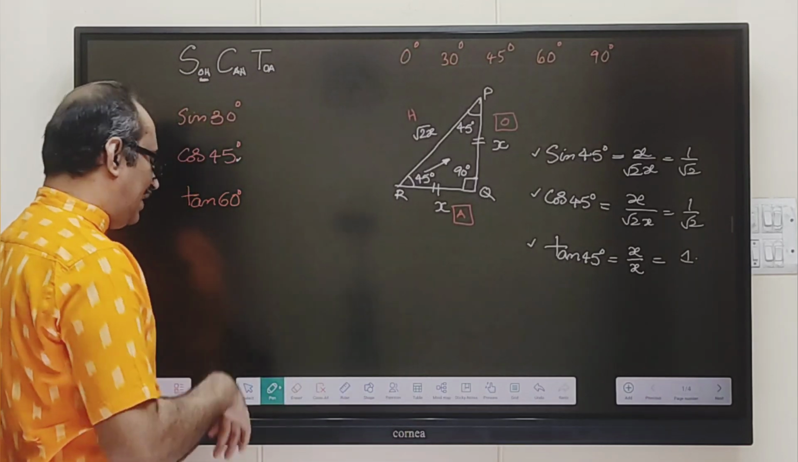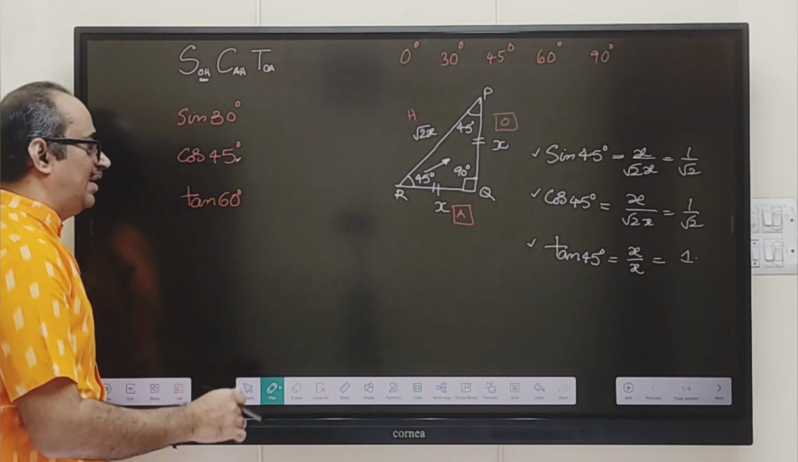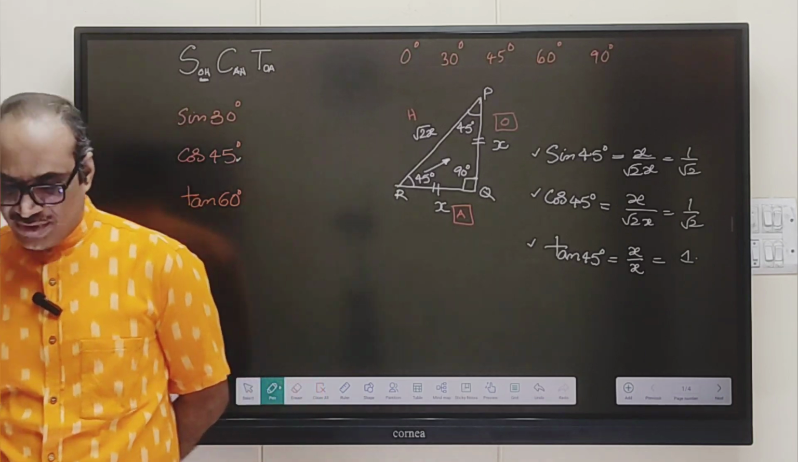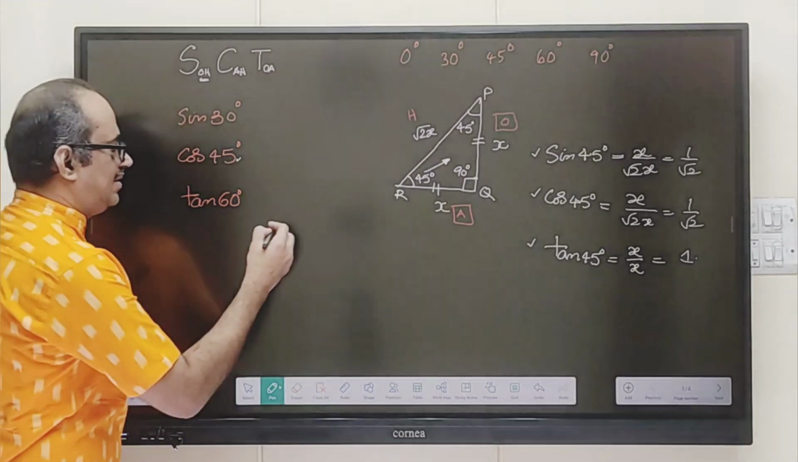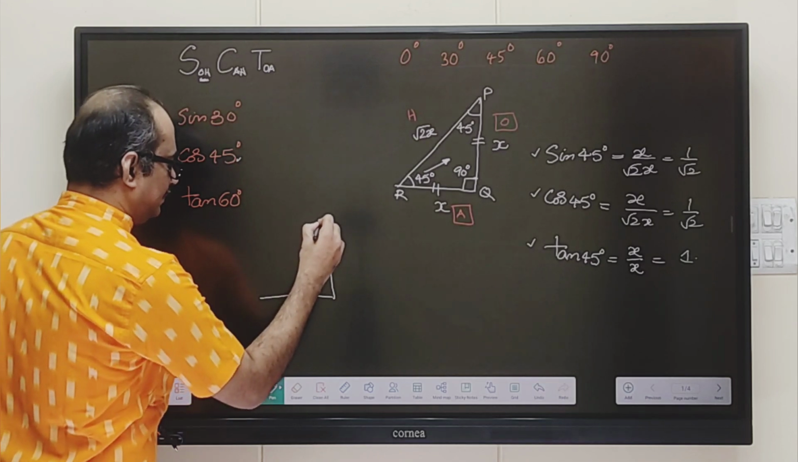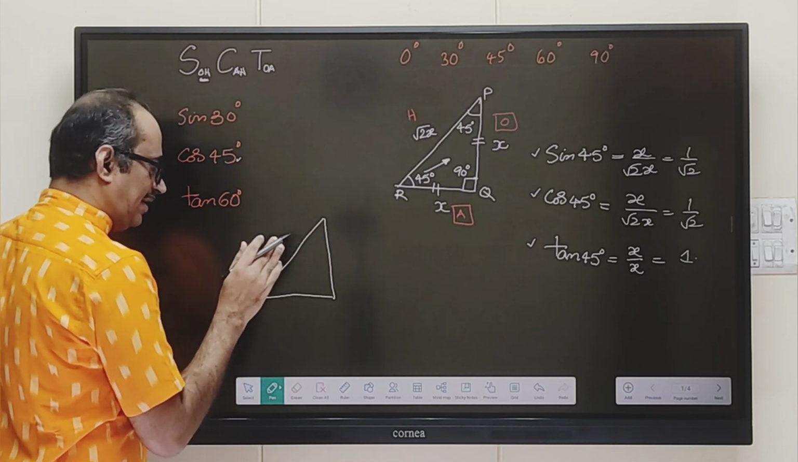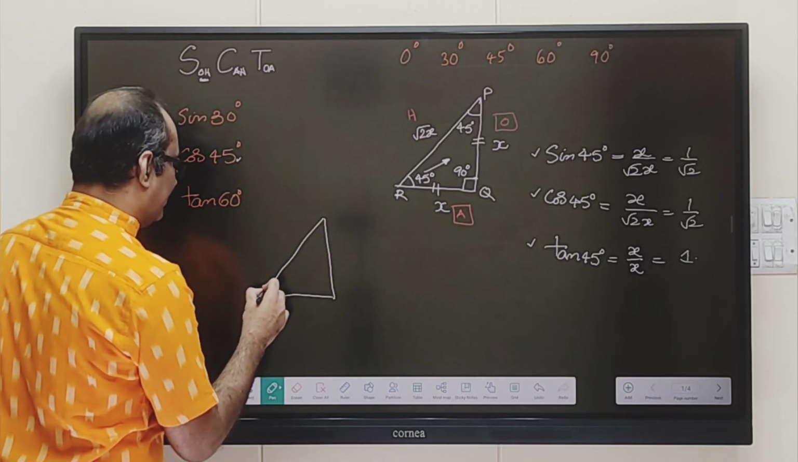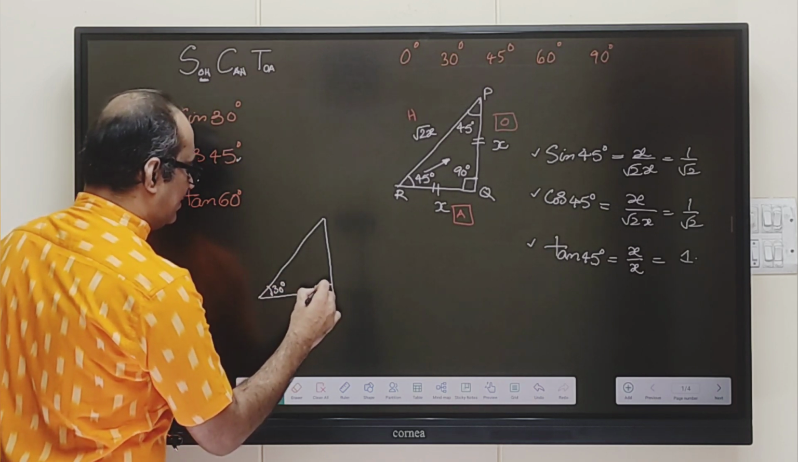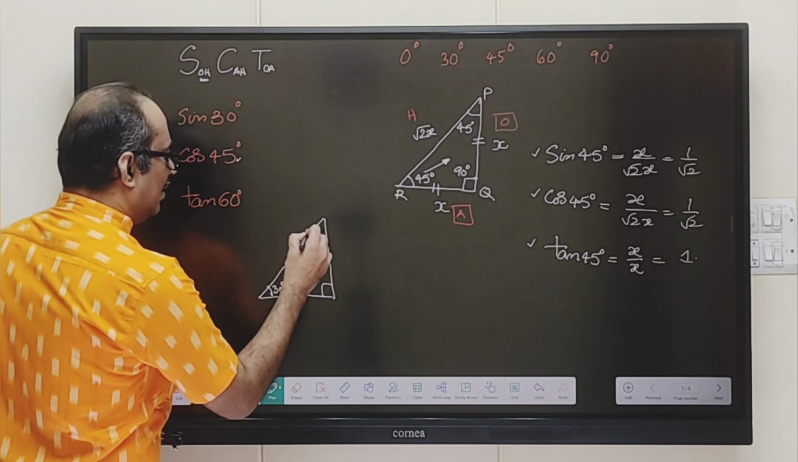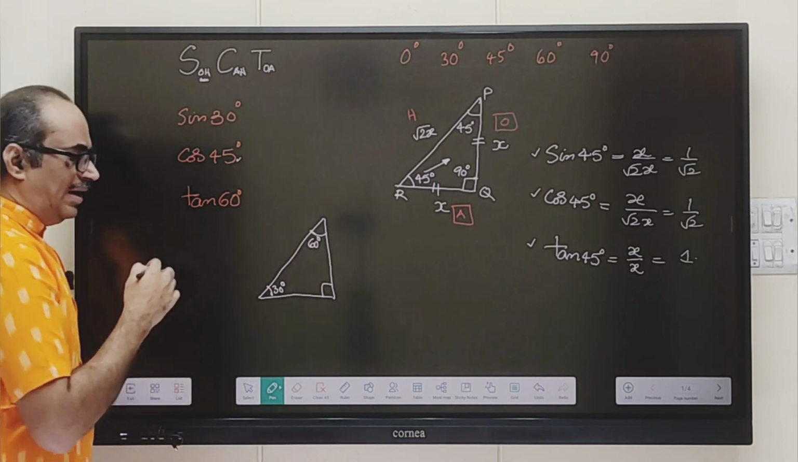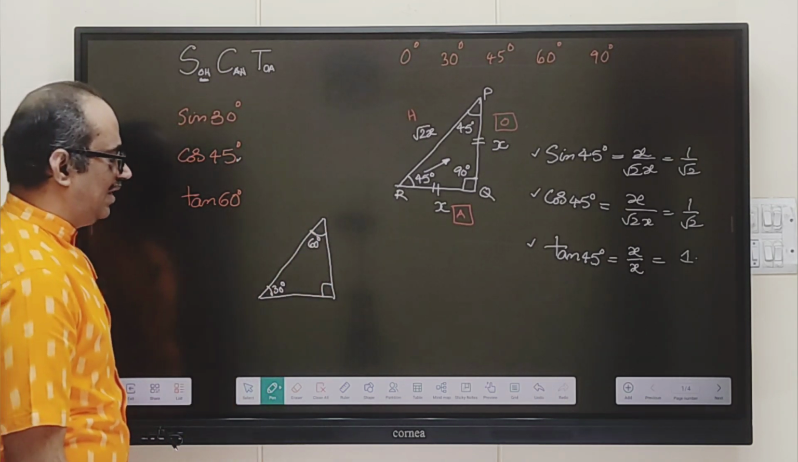Okay, now let's go to the next one, which is interesting. We are interested in 30 degrees and 60 degrees. So let us take a right angle triangle. The triangle exactly may not come properly, but you just imagine that. Let us say this is 30 degrees and this is 90 degrees we have taken. So then this angle should be 60 degrees. Then only we have the angle sum property adding up to 180 degrees.